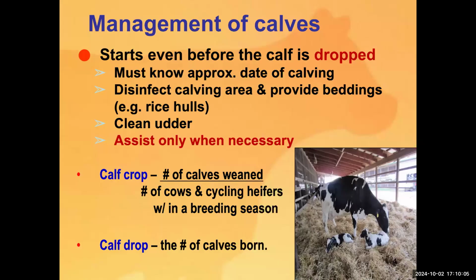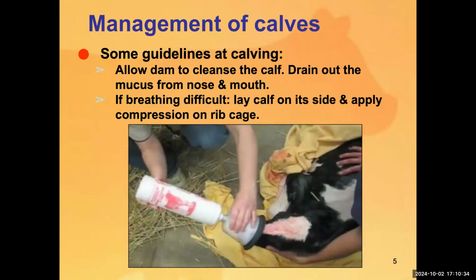So we are guided by these two basic formulas so that we would know if we are on target in terms of calf crop and then calf drop. As much as possible, we want to have 100%, but there may be some challenges, so it's fine not to hit the perfect score, but have a safe goal of at least 80%, as a start for managing your breeding stock.